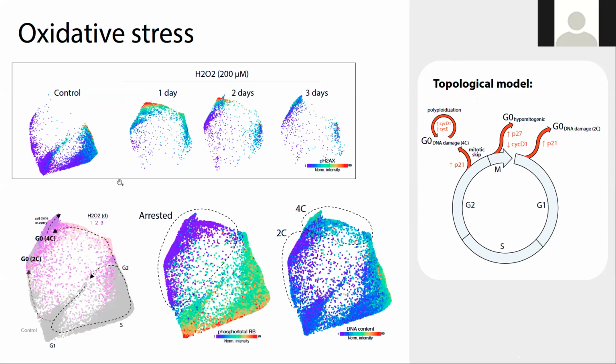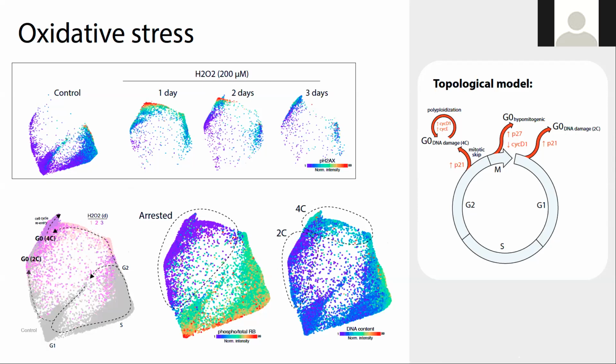Now, finally, we have oxidative stress. The dominant cell cycle effect that we observe in response to oxidative stress seems to be primarily related to its ability to induce DNA damage. Similar to etoposide treatment, we observe cells exiting G2 with high levels of DNA damage and entering a state of arrest with 4C DNA content. We also observe some cells entering a 2C arrest state directly from G1, just like we did with etoposide treatment.